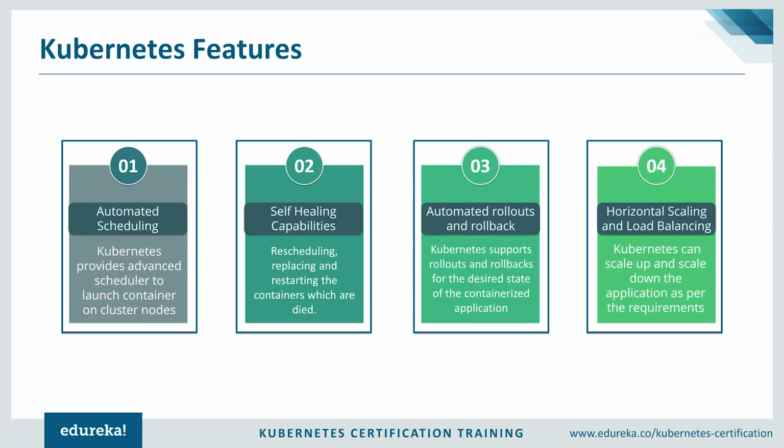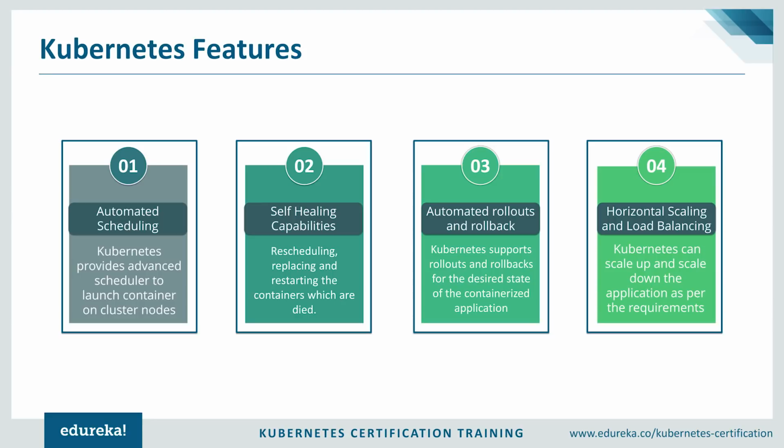So Kubernetes automatically places the containers based on the resource requirements and other constraints while not sacrificing the availability. So it mixes the critical and best effort workloads in order to drive up utilization and save even more resources. So you can say that it uses automated scheduling of resources to perform resource optimization. Now, there is no need to modify your application to use an unfamiliar service discovery mechanism. That's because Kubernetes gives containers their own IP addresses and a single DNS name for a set of containers which can load balance across them.